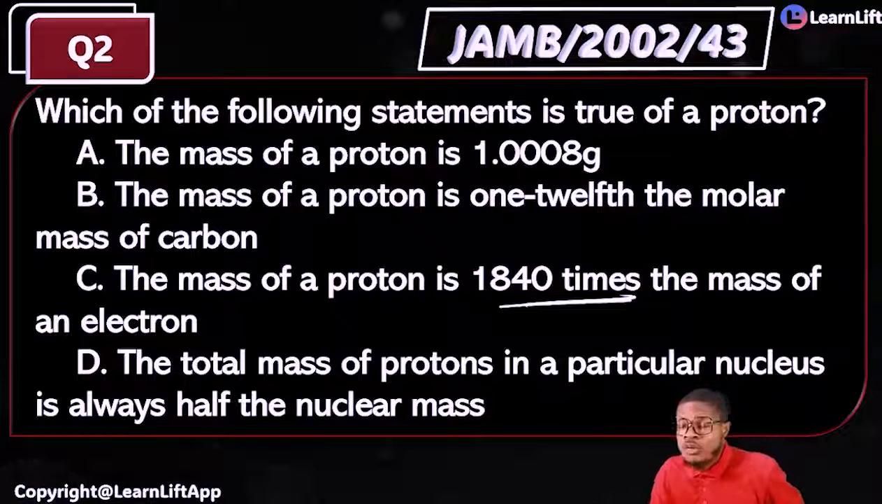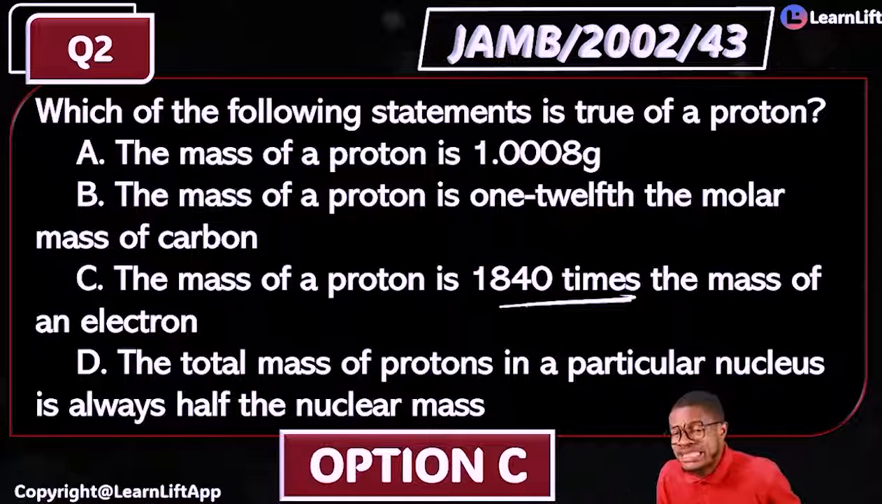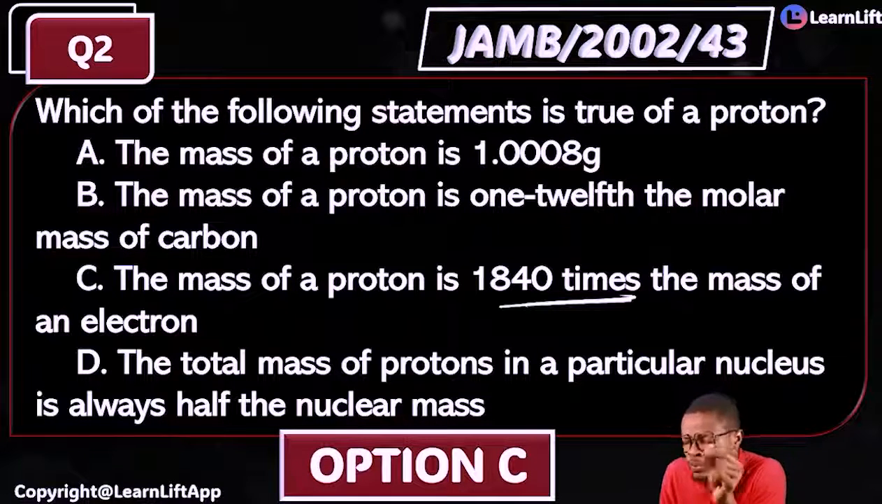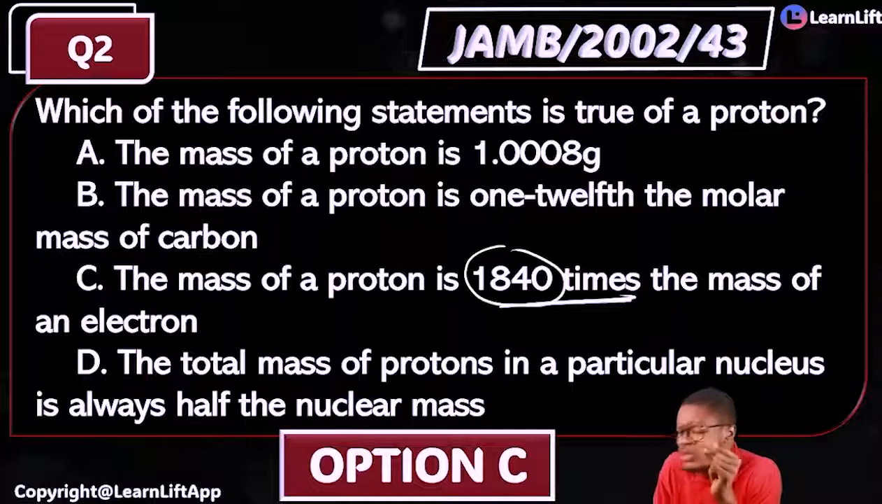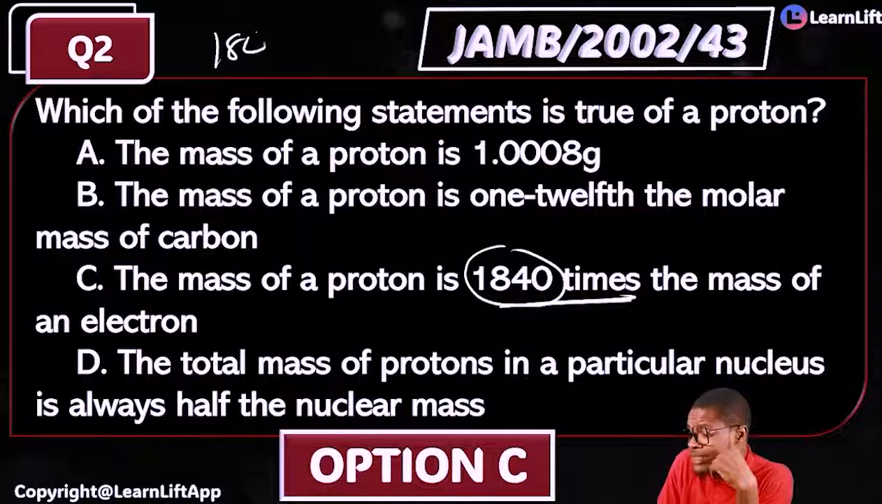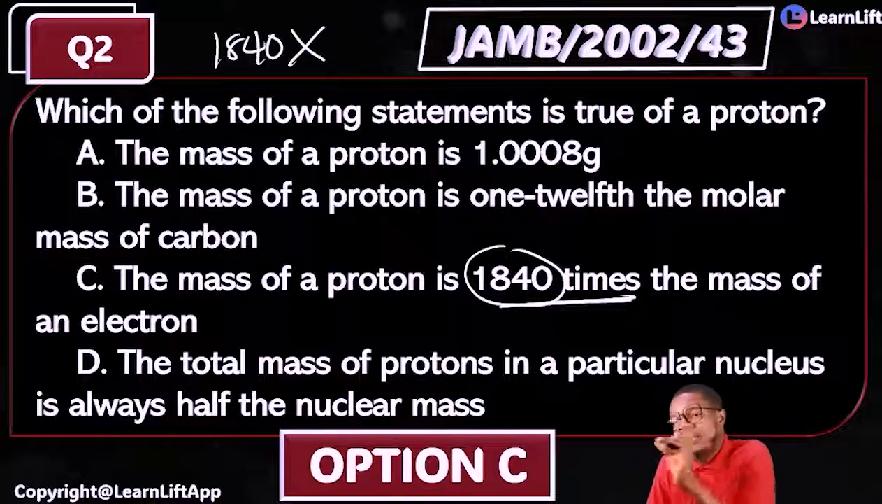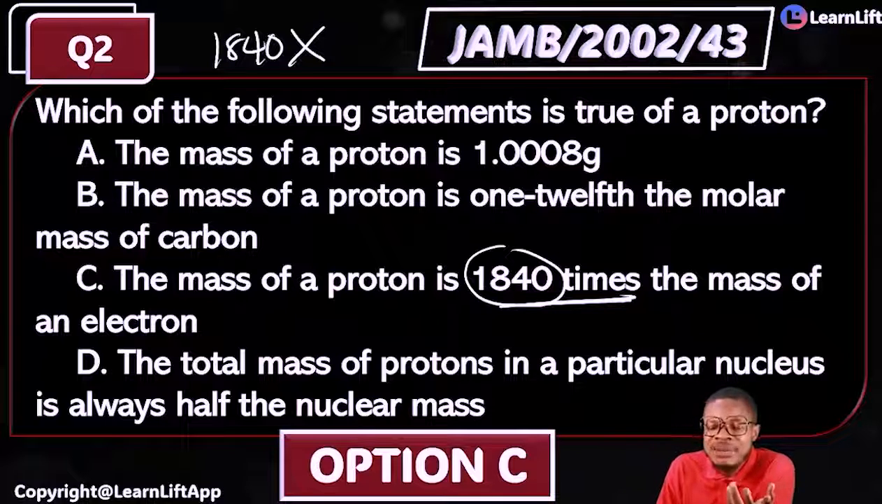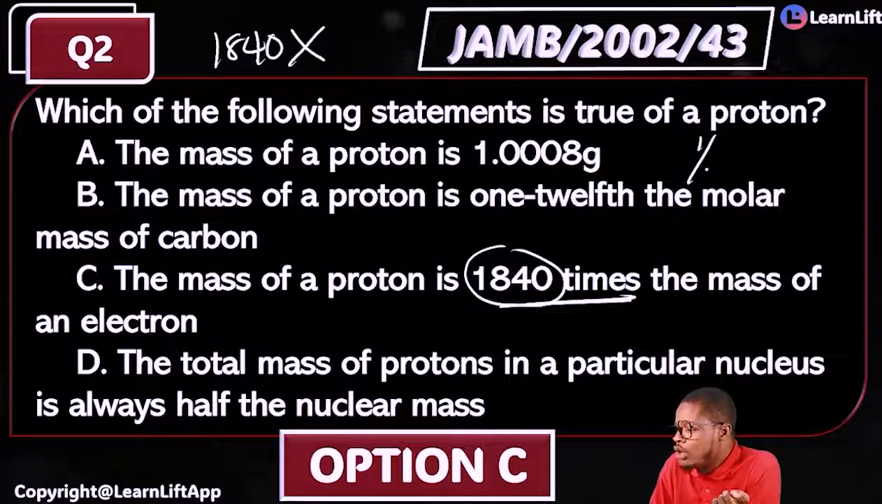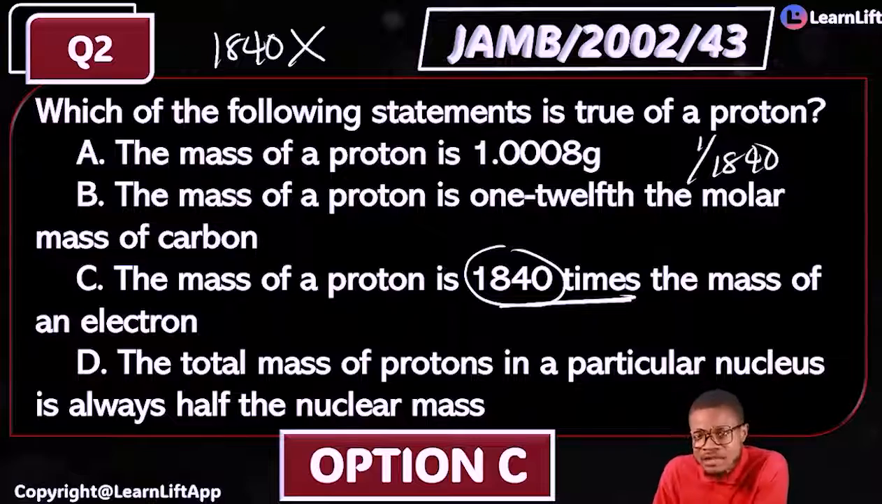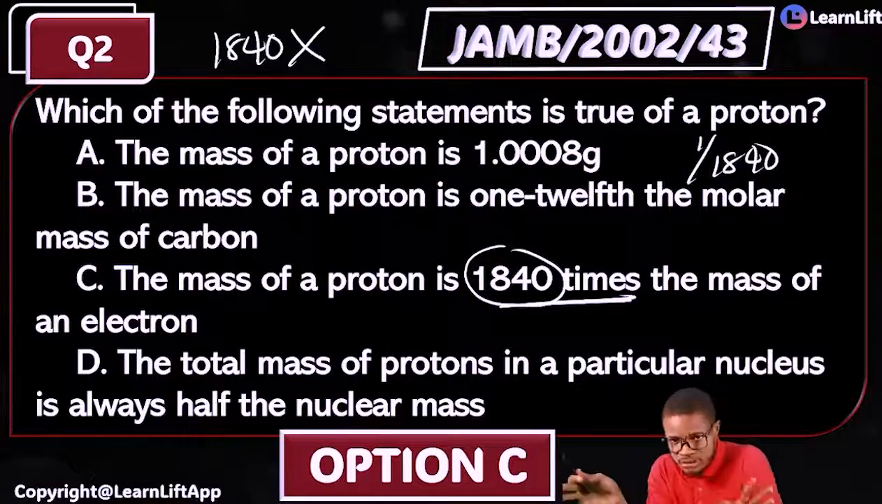Correct. Baby girl, you are correct. The answer is Option C. Why? The mass of protons is 1840 times that of the electrons. Or you can say the mass of electron is 1 over 1840 compared to that of your protons. Does it make sense?